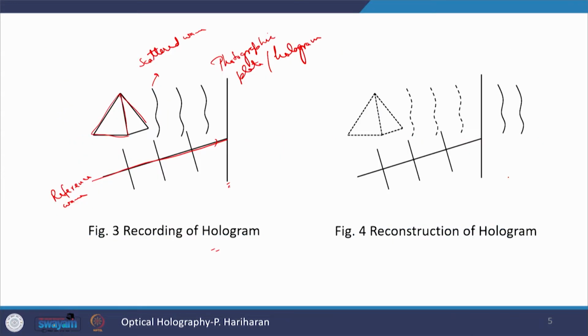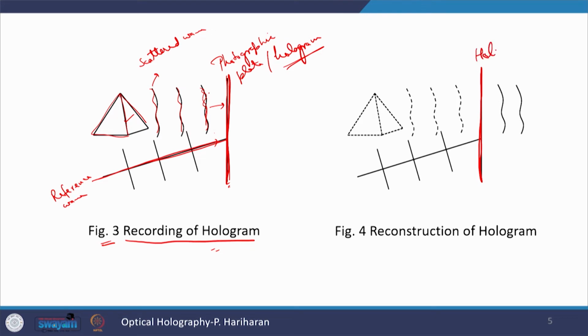Let us go back to the figure. In figure 3, we understood the recording of a hologram. We put a photographic plate here, and then we illuminated the object, and the scattered light from the object falls on the plate, as well as a reference beam also falls on this plate. These two beams interfere and create a hologram. So this is our hologram, using which we want to reconstruct the object.